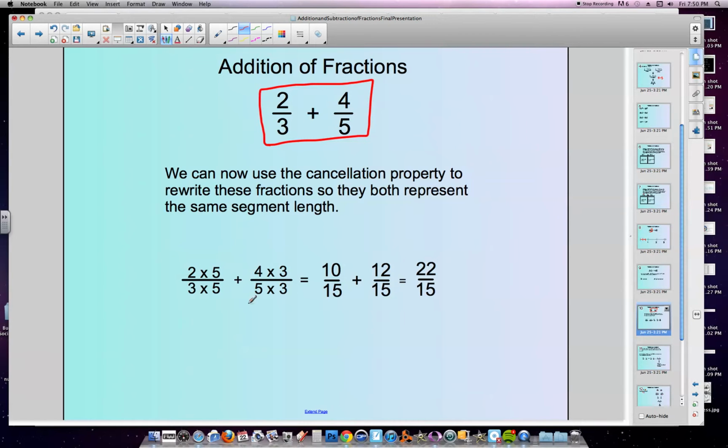we could say 2 groups of 5 and 3 groups of 5, and it's still 2/3. And instead of saying 4 over 5, we could say 4 groups of 3 and 5 groups of 3. And it's still a ratio of 4 to 5. It's still the fraction 4 over 5.